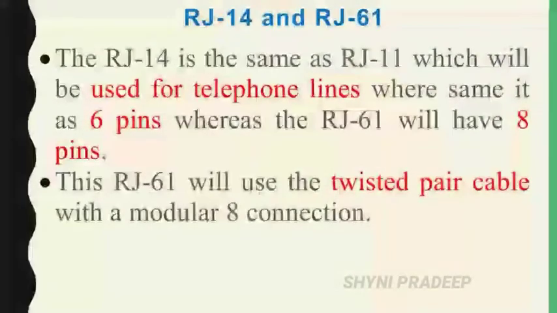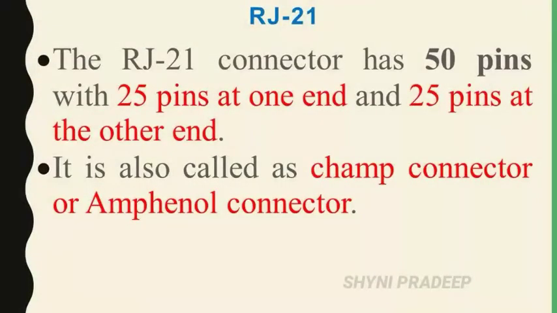Next RJ14 and RJ61. The RJ14 is the same as RJ11, which is used for telephone lines, and it has 6 pins whereas RJ61 has 8 pins. This RJ61 uses twisted pair cable with a modular 8 connection. Next RJ21. The RJ21 connector has 50 pins with 25 pins at one end and 25 pins at the other end. It is also called a champ connector or Amphenol connector.